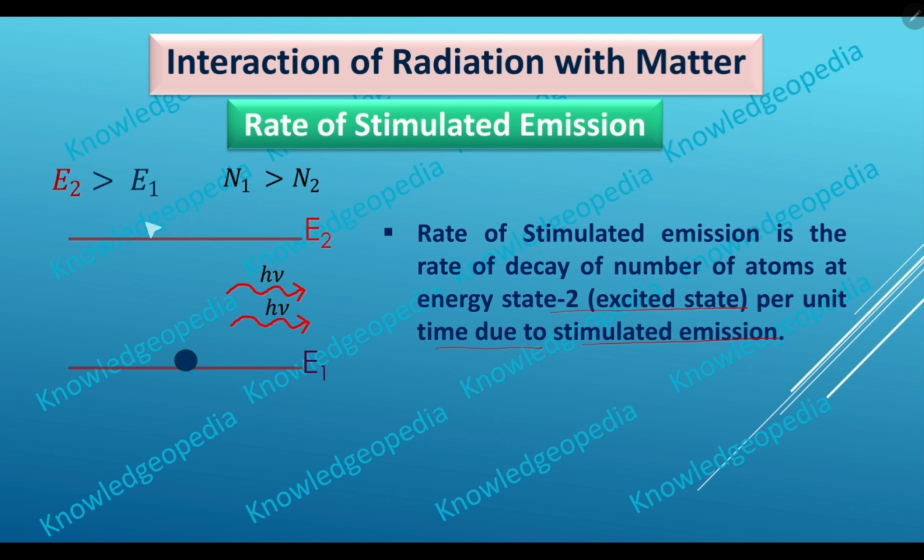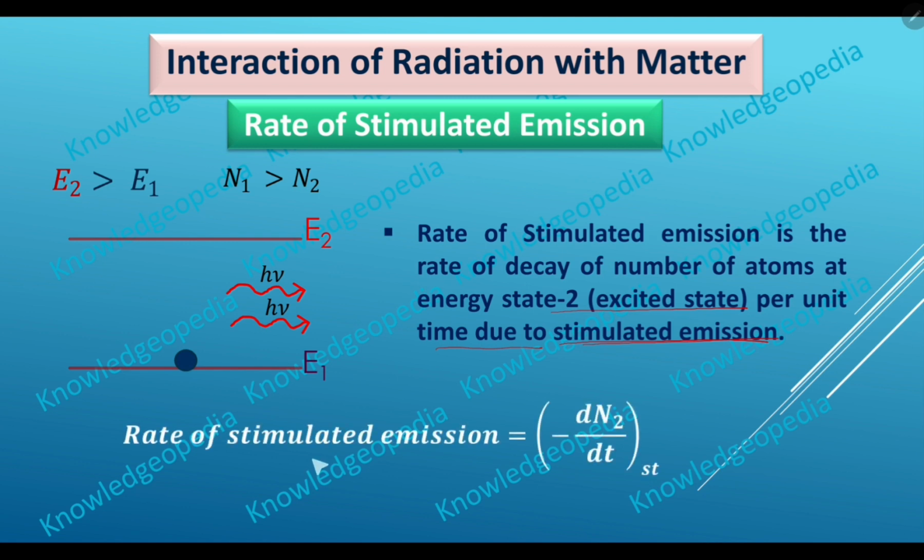Here also the number of atoms are getting decayed from the excited state, but this occurs due to stimulated emission. So I can write the rate of stimulated emission is equal to minus dN2 by dt, and here I am writing this because of stimulated emission. The previous one is due to spontaneous emission, that's what I had written there as SP. Here I am writing this as ST to indicate that this is because of stimulated emission.